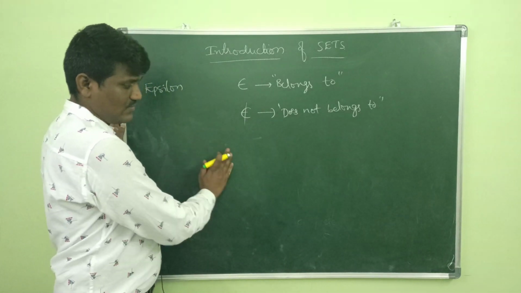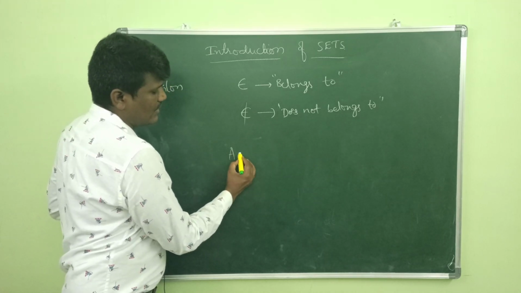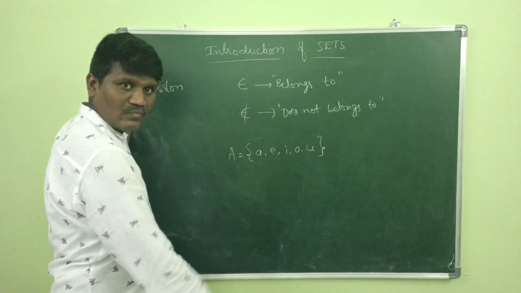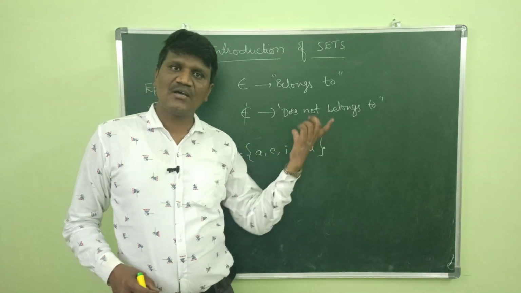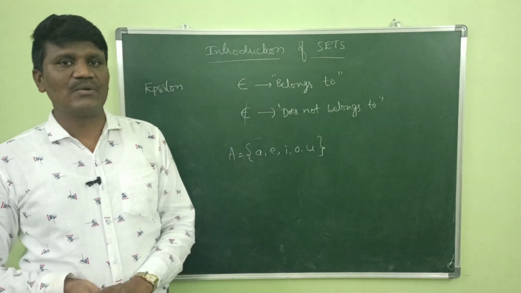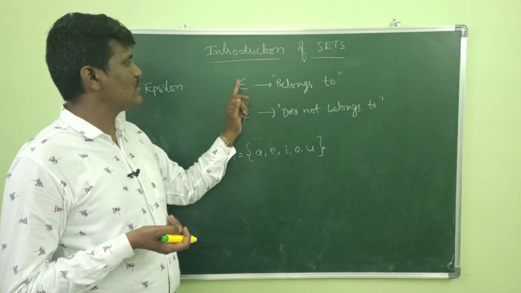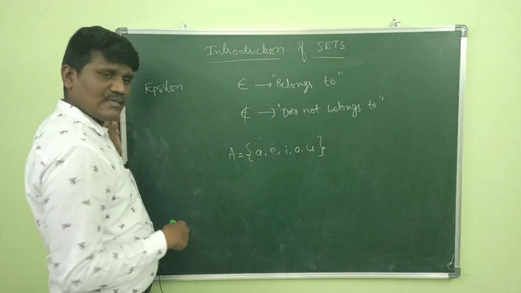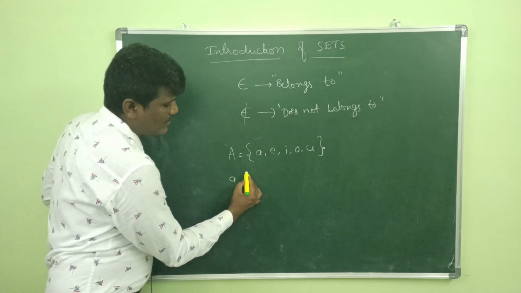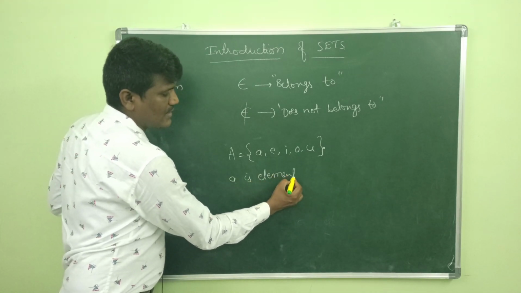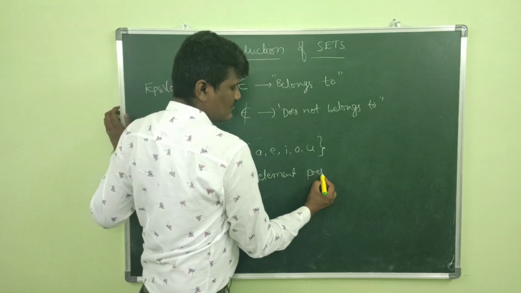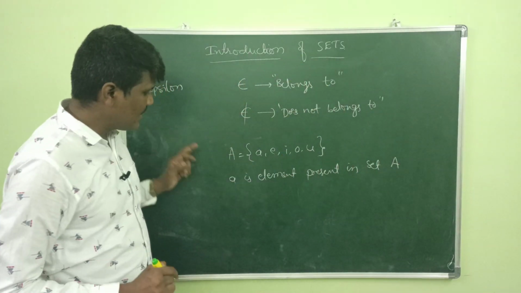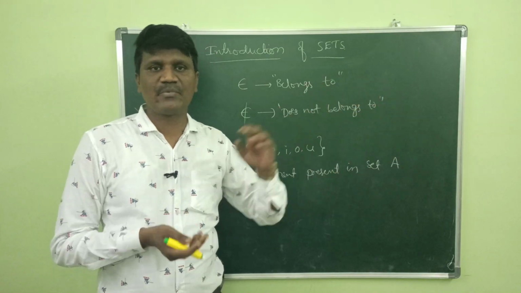Suppose I am having a set, which is a previous example. If I take A is equal to {A, E, I, O, U}, it is a set. So what are the elements? Elements are vowels of English alphabets. Now how to use the belongs to and does not belong to with this? Suppose I want to write: a is an element present in set capital A.